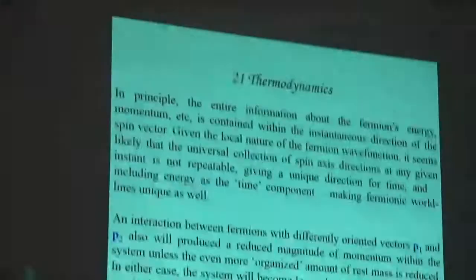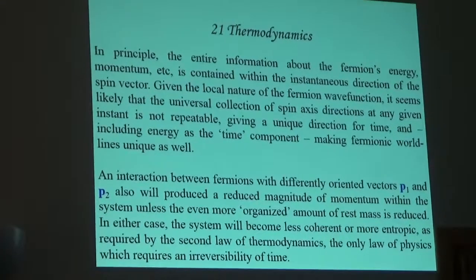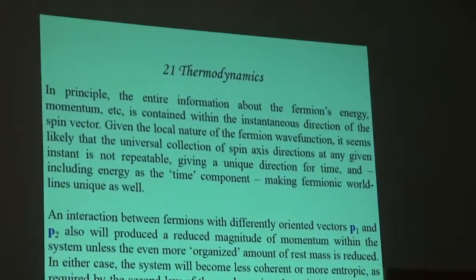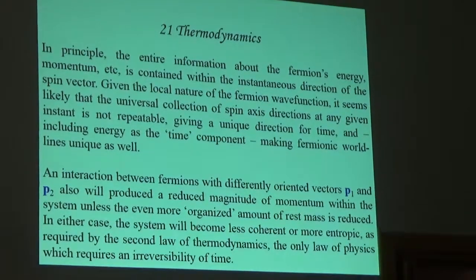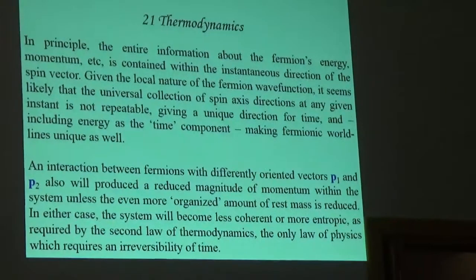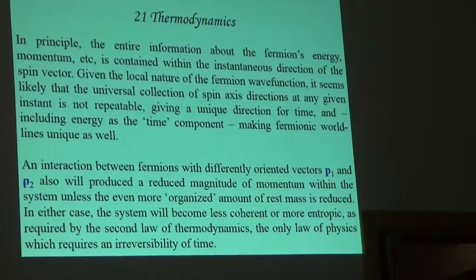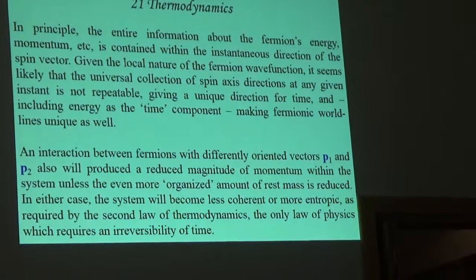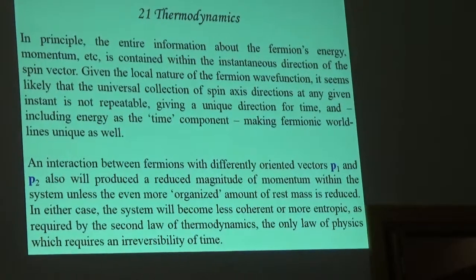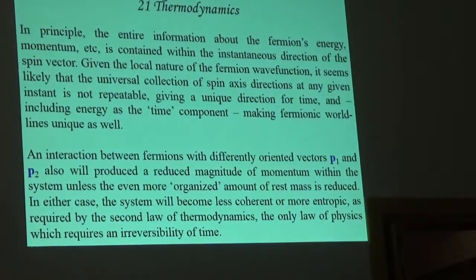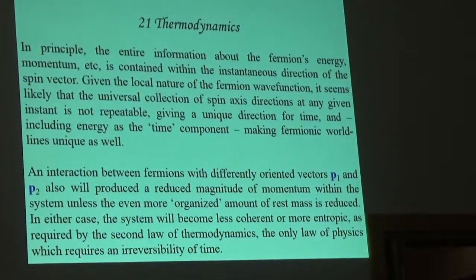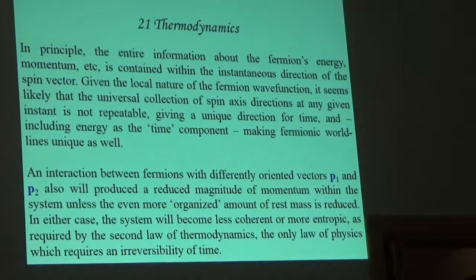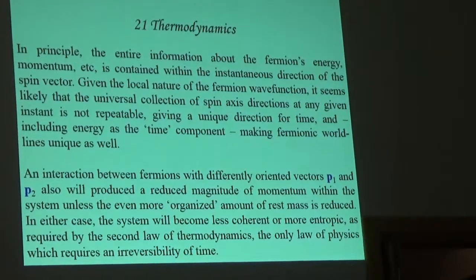Yeah. Good. So the entire information about everything in the fermion is telling that instantaneous direction. Mm-hmm. Now, of course, we don't know what that is. The way I think of it, you've got all these spin axes pointing in different directions. Imagine there's a plane perpendicular to those. Then all the planes must intersect. That's another version of Pauli. All planes must intersect. I also think that there must be a unique timed component as well.